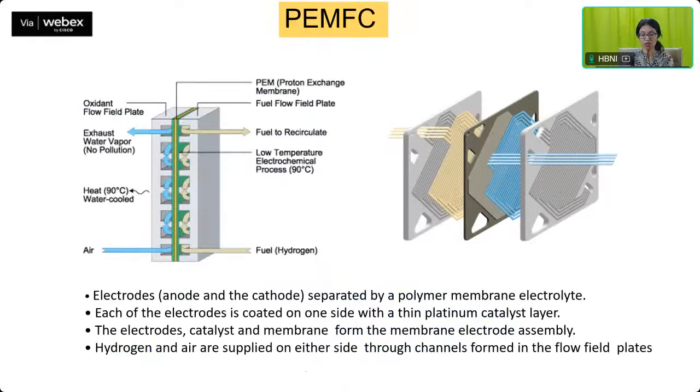In the proton exchange membrane fuel cell, the electrodes, that is the anode and the cathode, are separated by a polymer membrane electrolyte. Each of the electrodes is coated on one side with a thin platinum catalyst layer. The electrodes, catalyst, and the membrane together form the membrane electrode assembly. Hydrogen and air are supplied on either side through channels formed in the flow field plates.